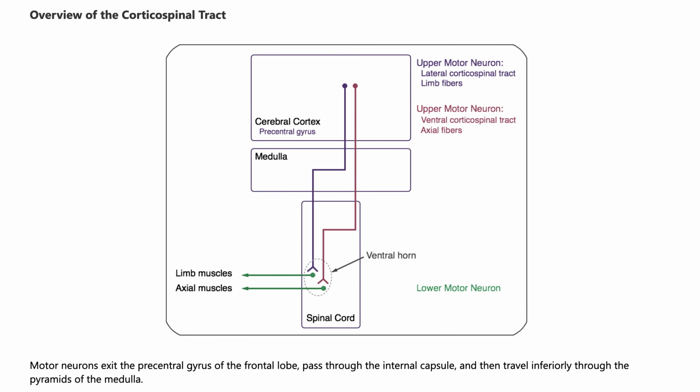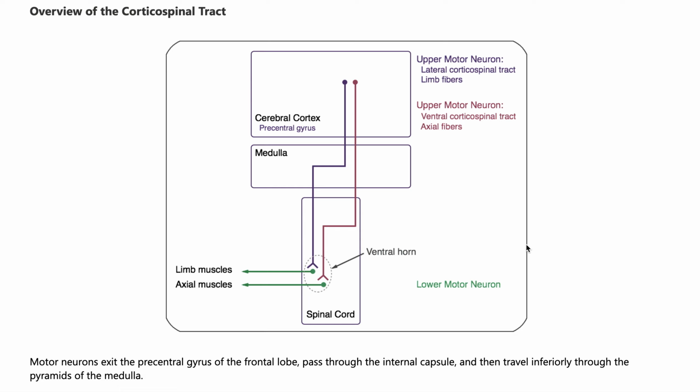So the following picture is an overview of the corticospinal tract, and you can see the pathway from the upper motor neuron, which is the lateral corticospinal tract, and limb fibers. And this is illustrated on the left in purple. It travels from the cerebral cortex in the precentral gyrus down the medulla, where it crosses over to the contralateral side, and then travels down into the spinal cord, where it synapses with lower motor neurons, and this is depicted in green, that travel to the limb muscles. It only travels to the limb muscles.